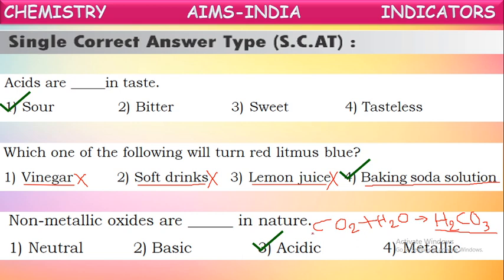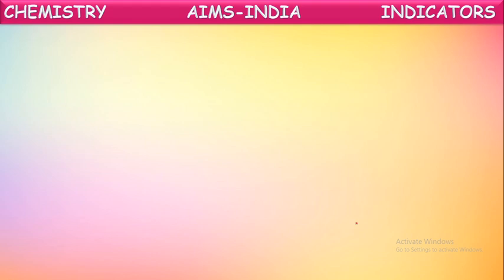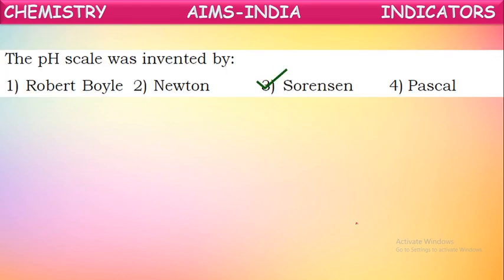So what's happening here? A non-metallic oxide on dissolving into water forms an acid. So these non-metallic oxides are called acidic oxides. Generally, non-metallic oxides are acidic in nature. Okay, next one. Let us see. Next question. The pH scale was invented by.